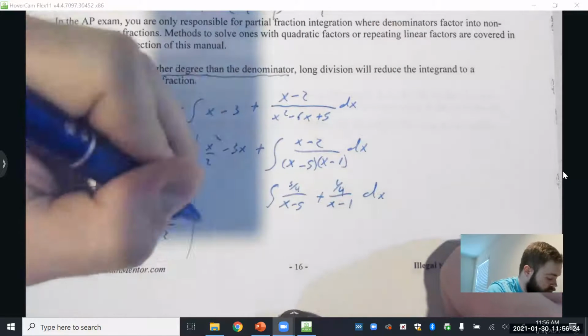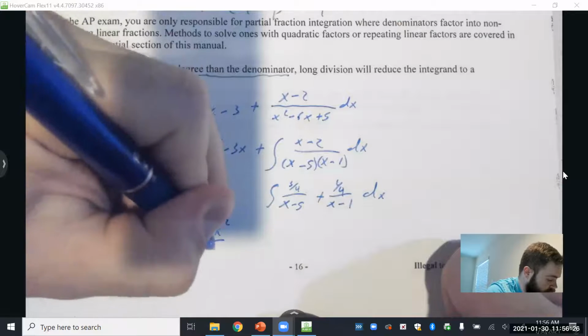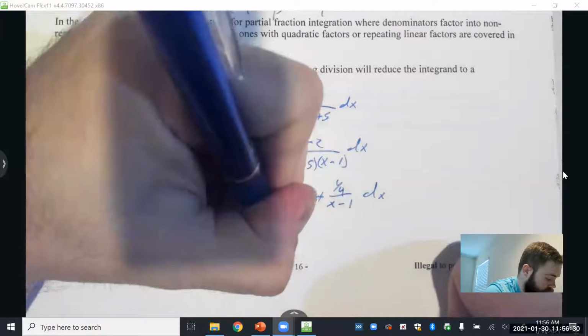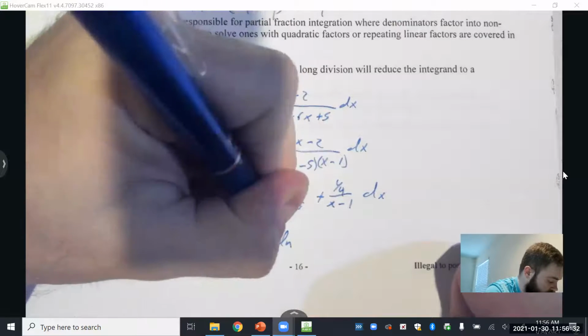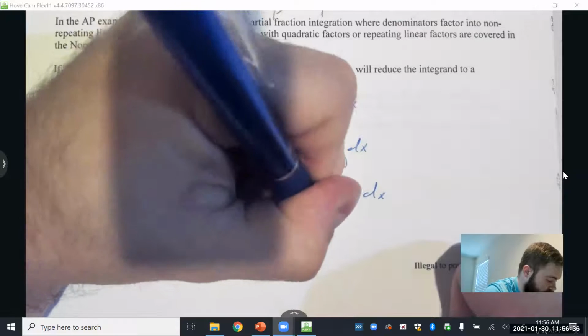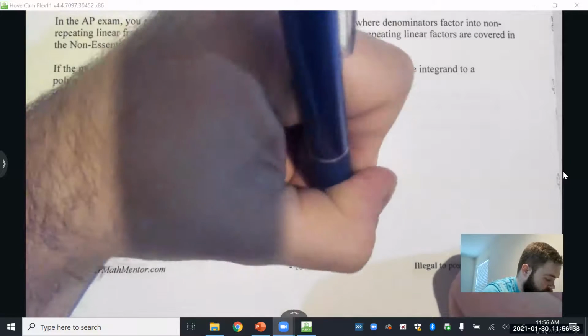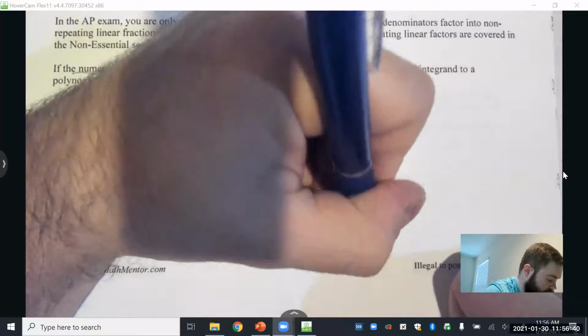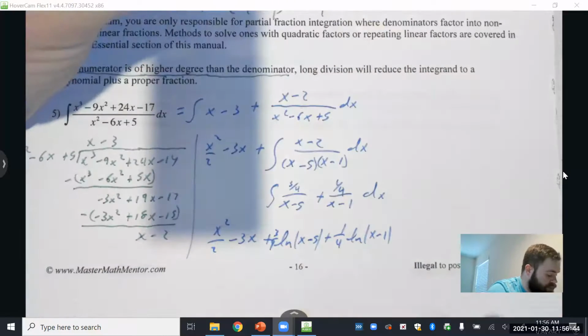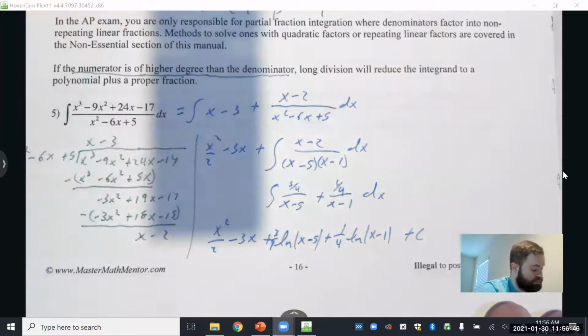And so then we have x squared over 2 minus 3x plus 3/4 natural log of x minus 5 plus 1/4 natural log of x minus 1 plus c.